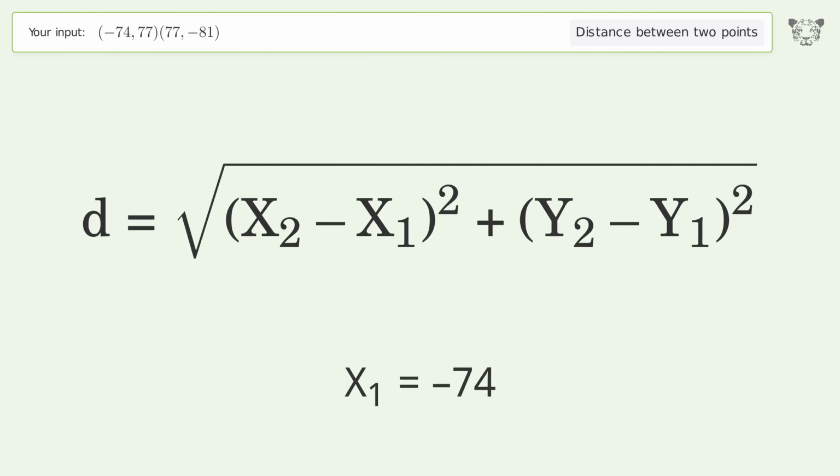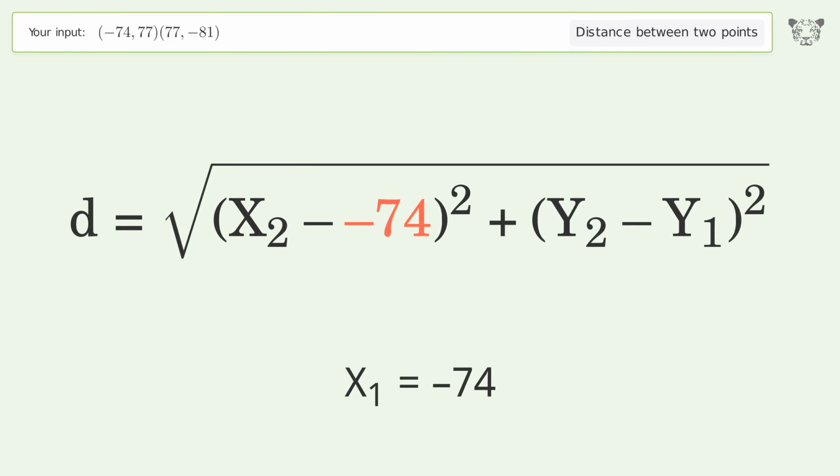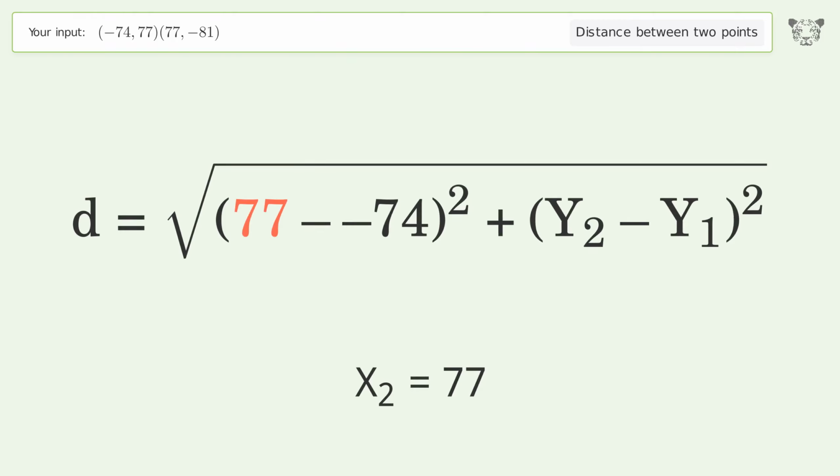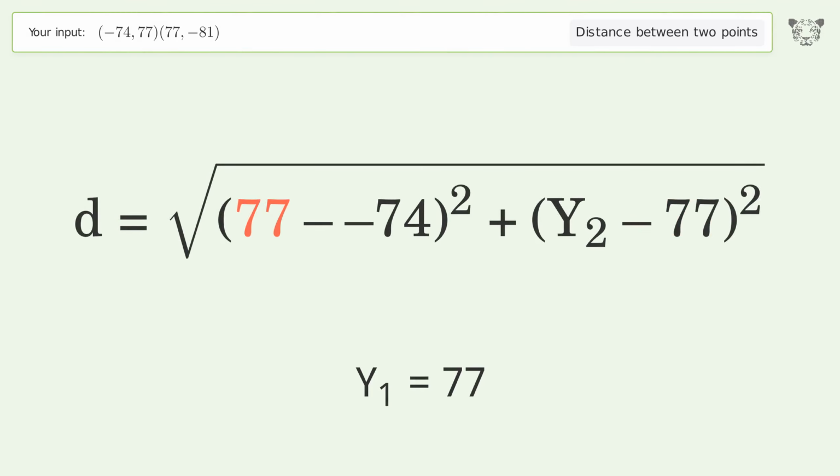x1 equals -74. x2 equals 77. y1 equals 77. y2 equals -81.